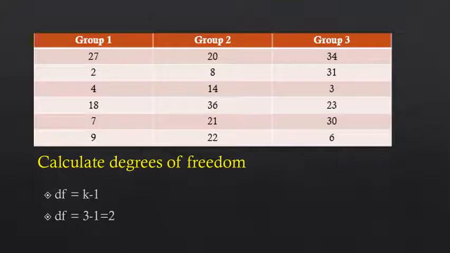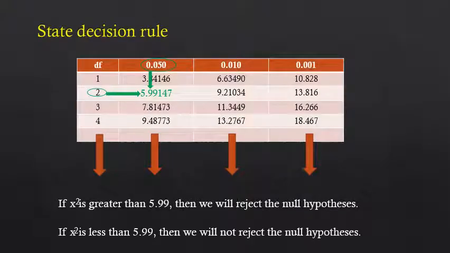And then next, we have to calculate degrees of freedom. Our formula is df equals k minus 1, where k represents our number of groups. Since we have three groups, it will be df equals 3 minus 1, and the result will be 2.